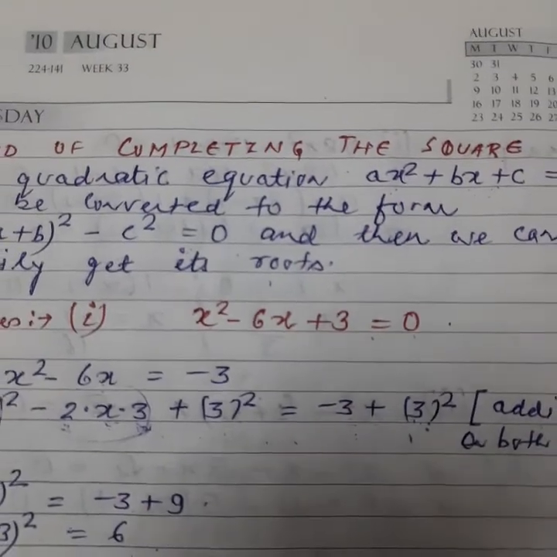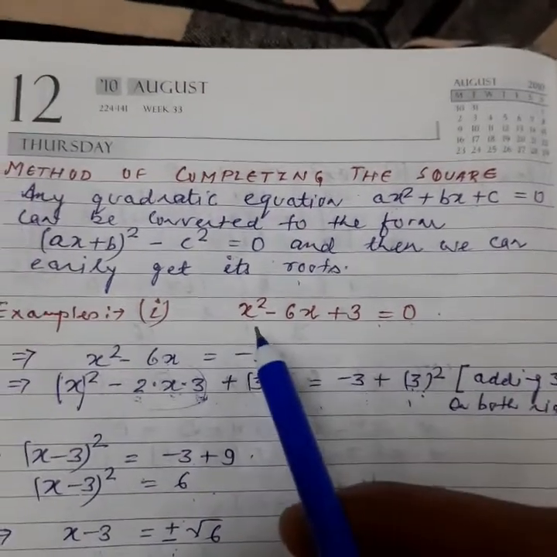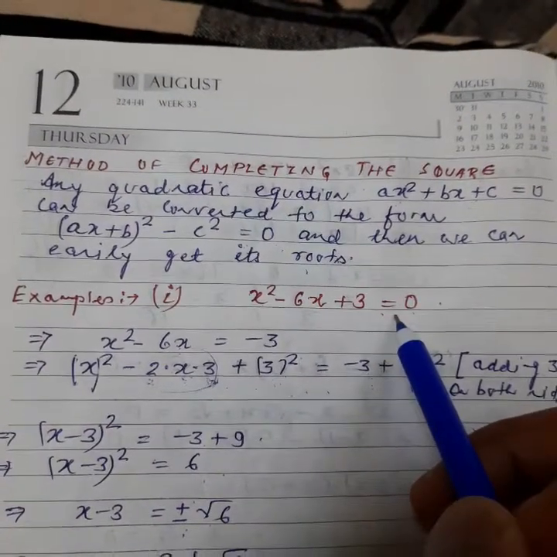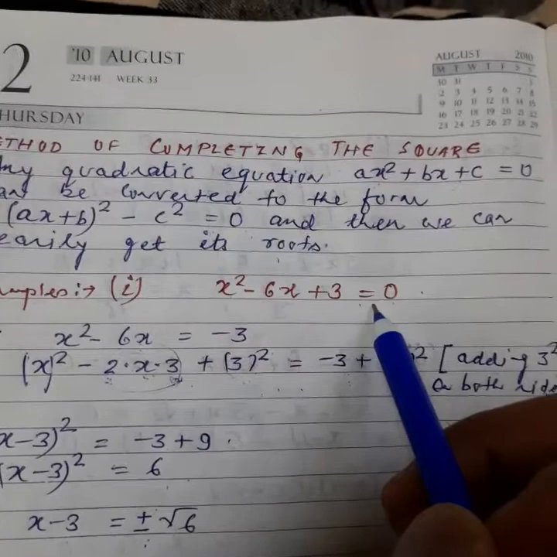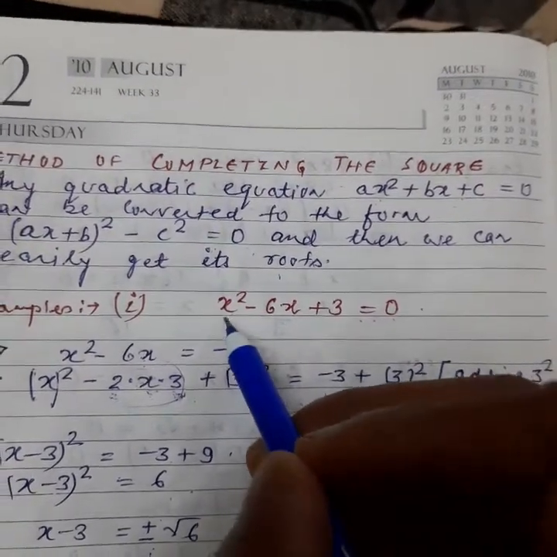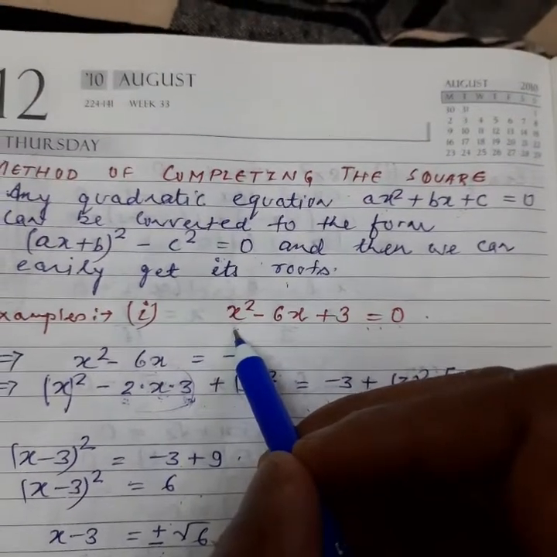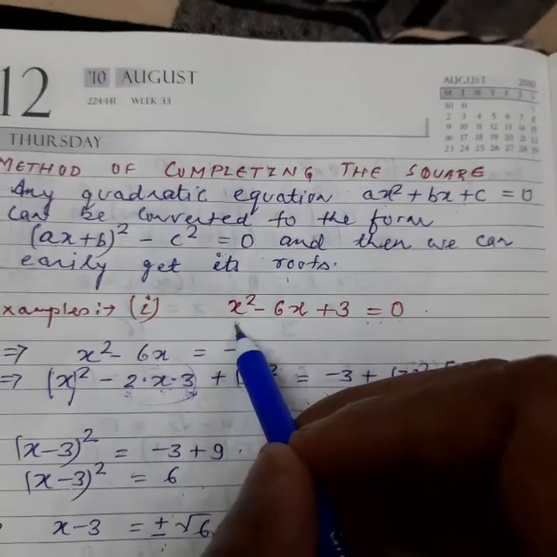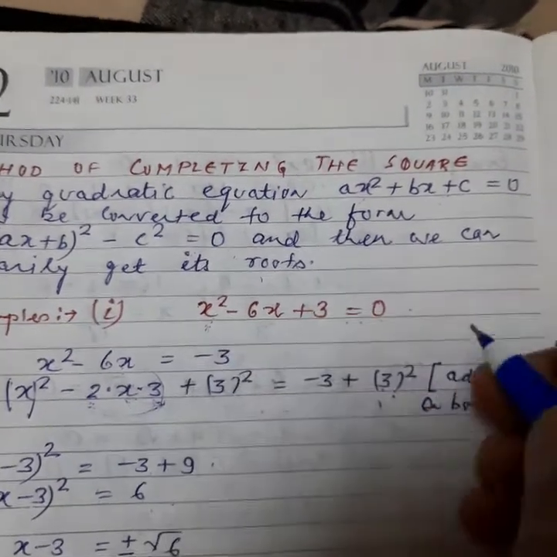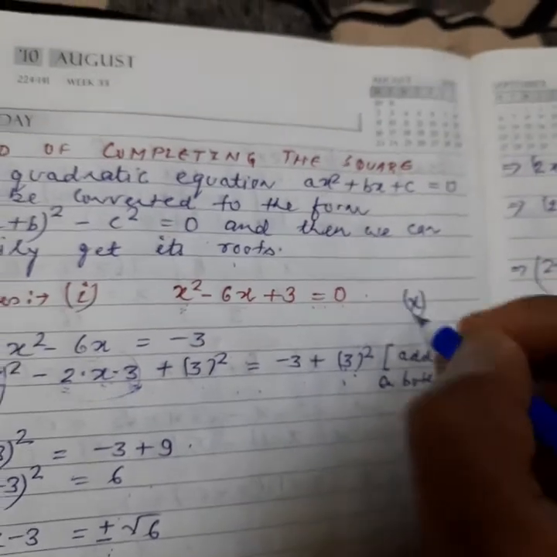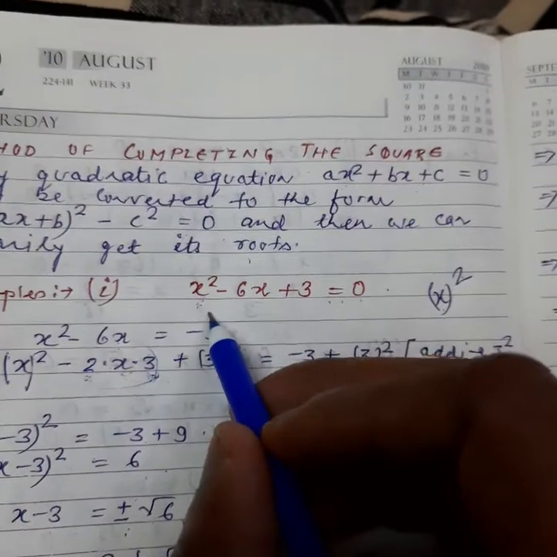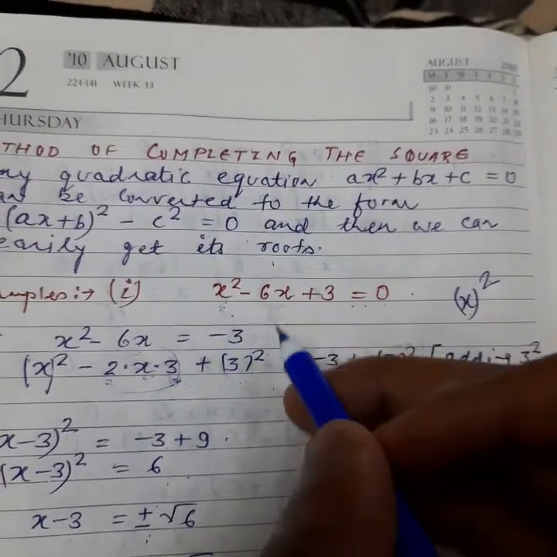Suppose the question is given to you: find the zeros of x square minus 6x plus 3 by the method of completing the square. So what we need to do? Our first step is to check whether this x square term can be converted in the form of a square term, yes or no. Here it is x square, which can be written as x whole square, that is a square form. So this is possible, so we can continue with the equation in this form only.